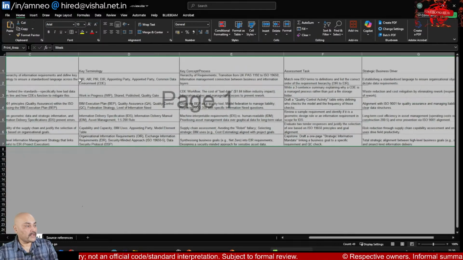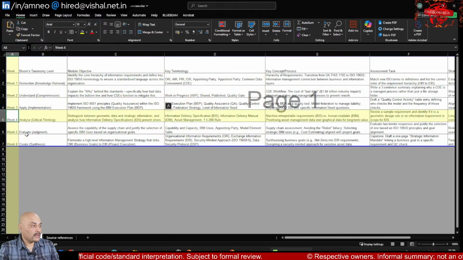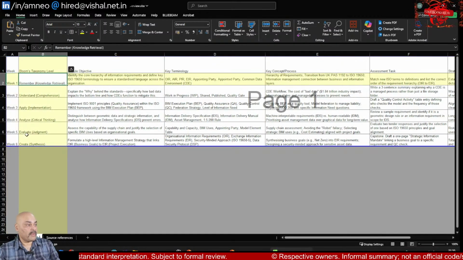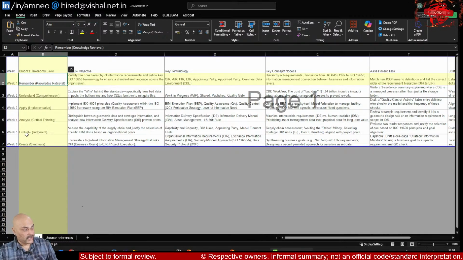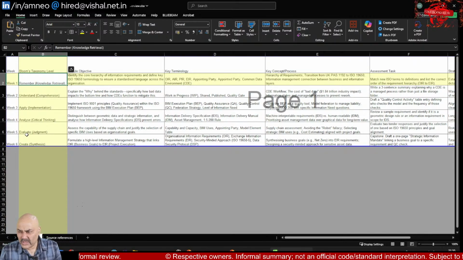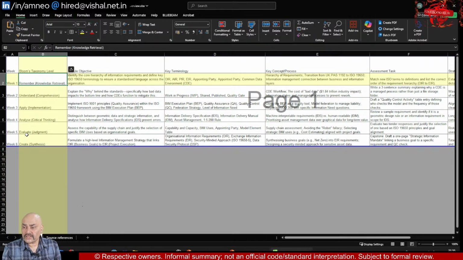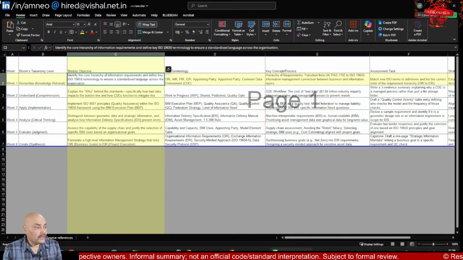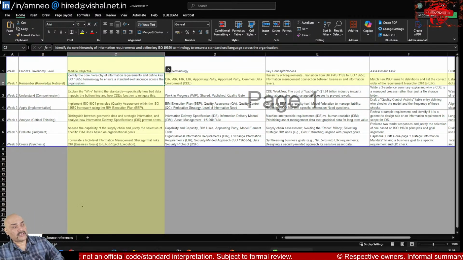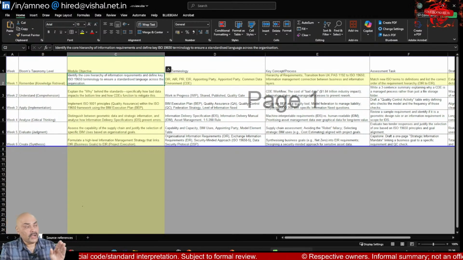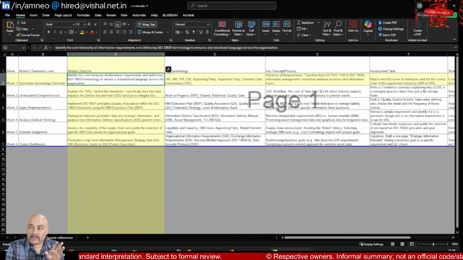So what we have done is there's something called Bloom's taxonomy: remember, understand, apply, analyze, and evaluate. This is a 6 weeks look ahead for you, and we might change it at our own pace. Week 1, we will be identifying the core hierarchy of the information requirement and defining key ISO 19650 terminologies. I will be sharing this in our WhatsApp group as well.